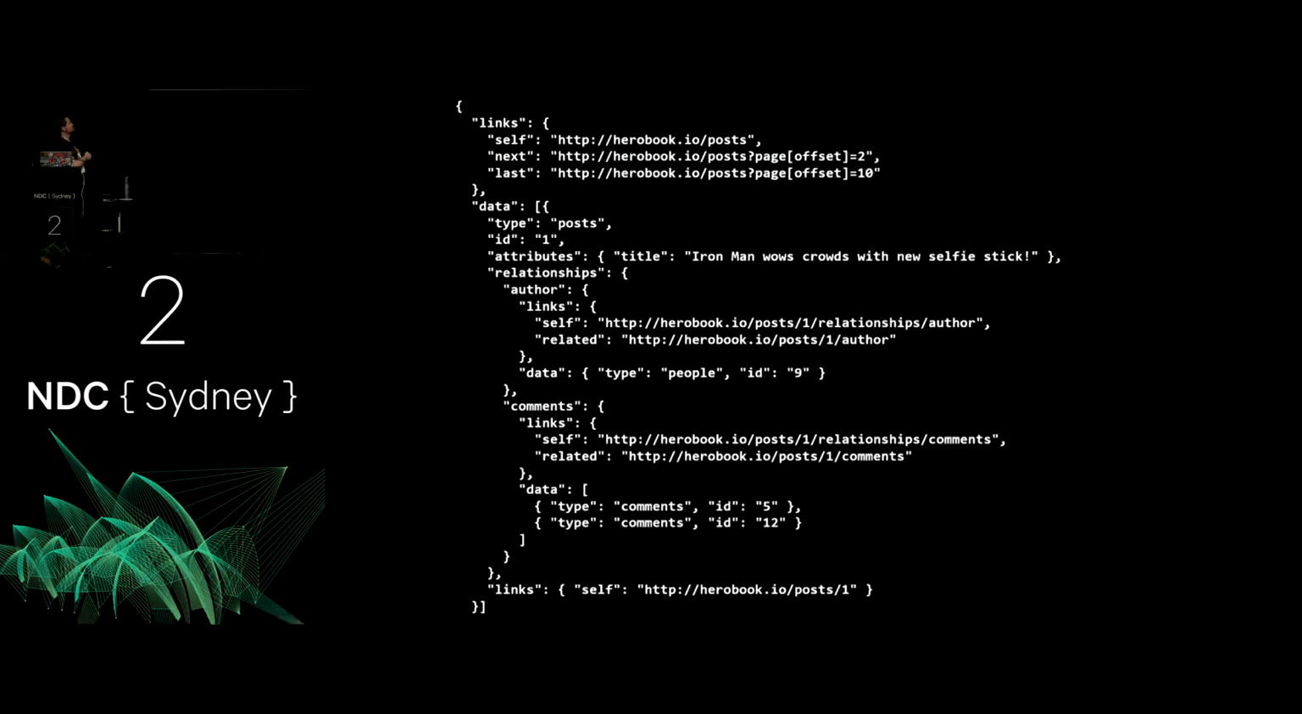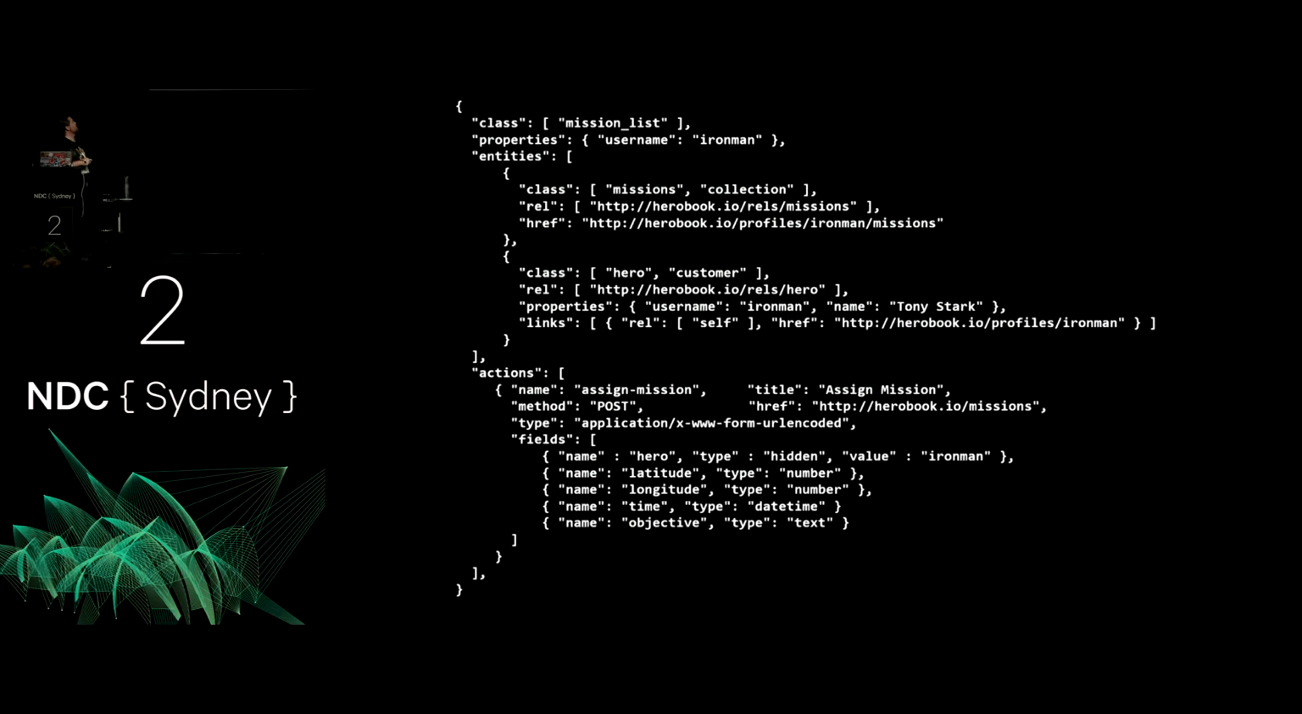JSON API, again, is a similar solution to the same sort of problem. We've got the same collection of links: self, next, last. And then in here, we've got collections of embedded data types, including relationships. There are some interesting semantics around what things like author and comments mean in the context of this, which is worth reading up on if this is a format you want to use.